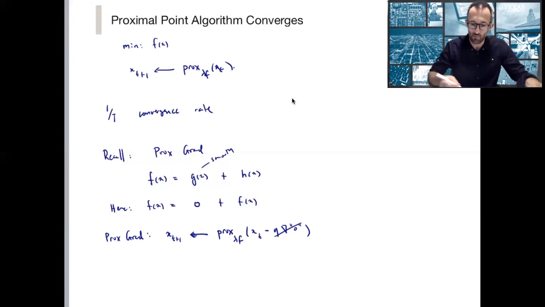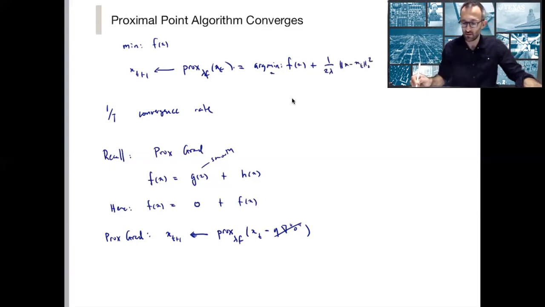So let's remember what prox is. Just writing this down, prox is the argmin of f of x plus 1 over 2 lambda times the norm of x minus x_t squared. And if I'm taking a very, very large lambda, a very large step size, that just exactly corresponds to minimizing f of x. So first of all, we have to be a little bit careful. We're trying to make a specific statement about convergence, and indeed, we immediately get back our 1 over t convergence.